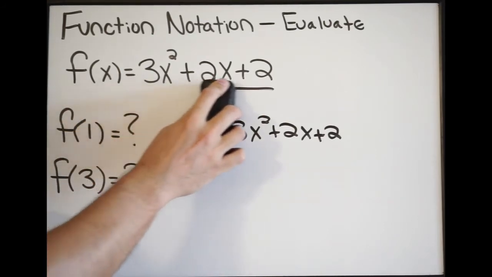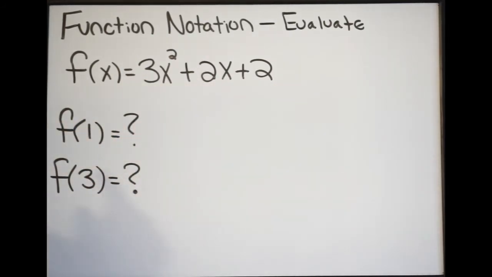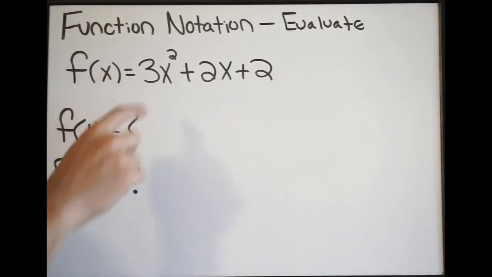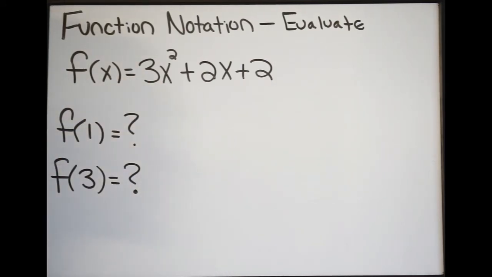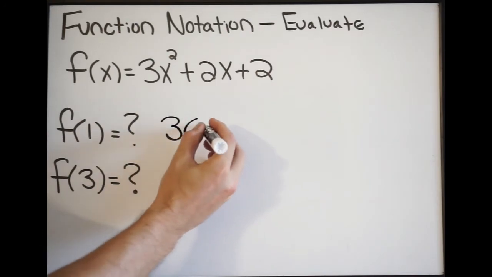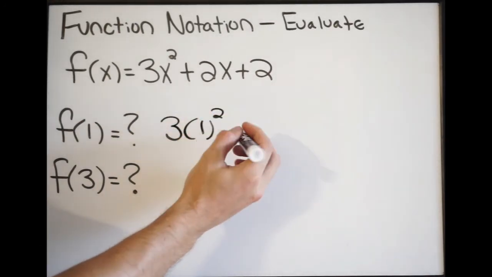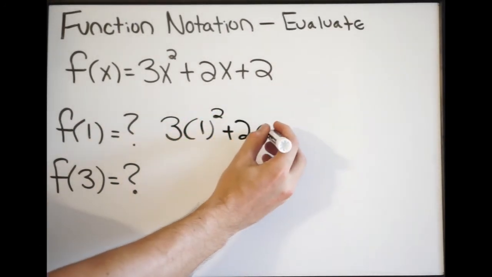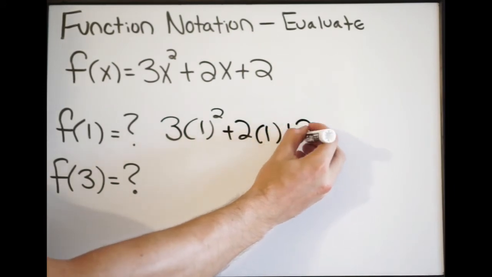I'm just going to go ahead and erase this. This reads f of 1. So what this is telling you is the following. It wants us to input 1 wherever we see an x, and that will return our output. So for example, f of 1, wherever I see an x, I'm replacing that with a 1. So I'm going to have 3 times 1 squared, plus 2 times 1, plus 2.